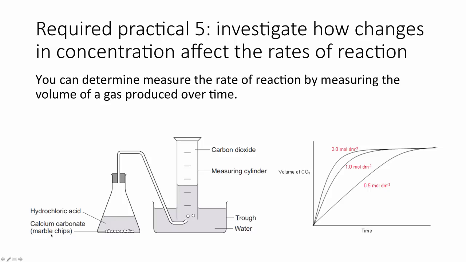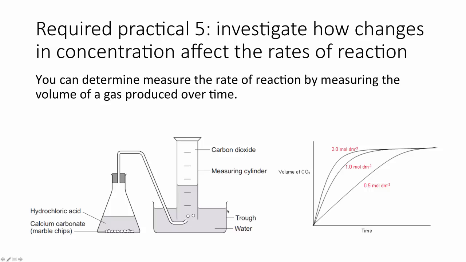use marble chips, which is calcium carbonate, and add hydrochloric acid, which of course will make calcium chloride, water and carbon dioxide gas. And if we do this in a stoppered conical flask, the carbon dioxide produced can go down the delivery tube and go into an upturned measuring cylinder full of water and displace it, which means that we can measure the volume of gas produced over time.